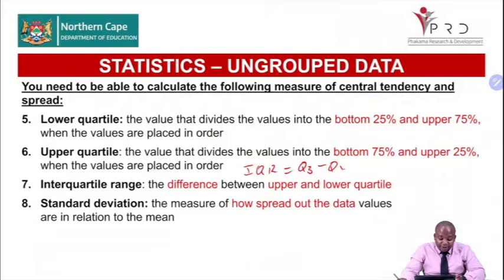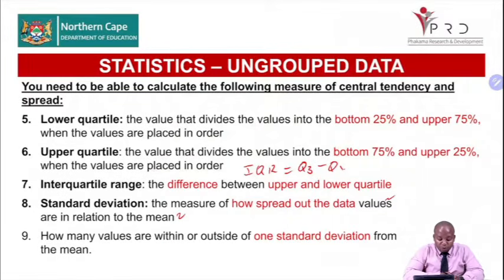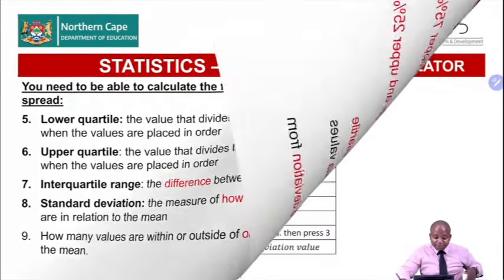Right, then we must be able to find the standard deviation. This is the measure of how spread out the data values are in relation to the mean. Are they close to, or far from, the mean in this case? Number 9, we are going to say how many data values are within. So we must find how many values are within 1 standard deviation from the mean, within 2, within 3 standard deviations, or those values that are inside or outside the standard deviation.